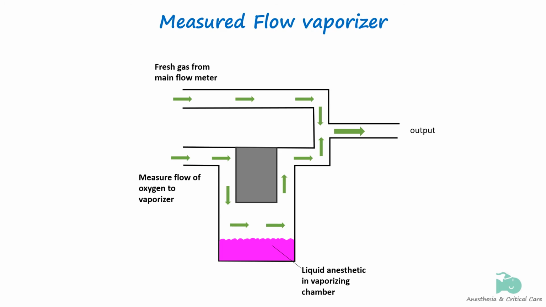So the operator has to set the flow to the vaporizer and the bypass with separate flow meters. This means that respective flows have to be calculated for each agent for a given temperature and vapor output. Adjusting the vapor concentration with this method is a complex process. Let's briefly try to tackle it here.